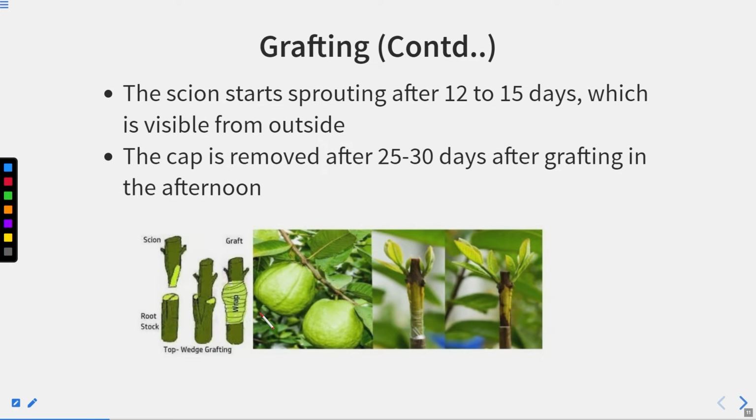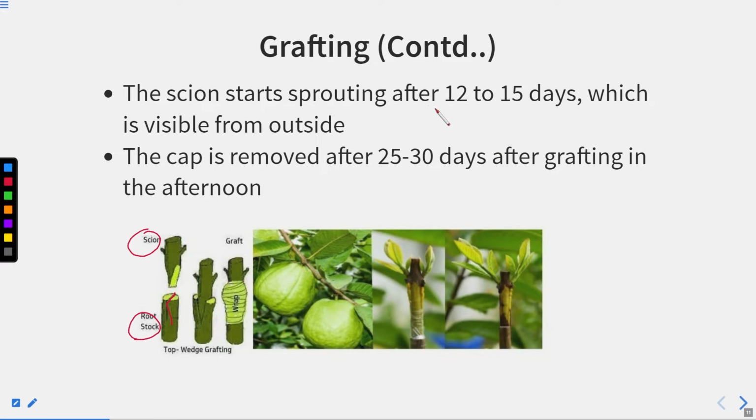So here you can see the rootstock is here, right, and the scion is here. So when you make a wedge, this is the wedge, right, and you insert this scion in it, and you can wrap it with the help of the polythene strip.